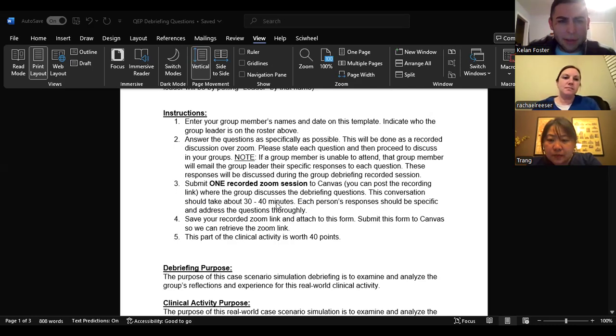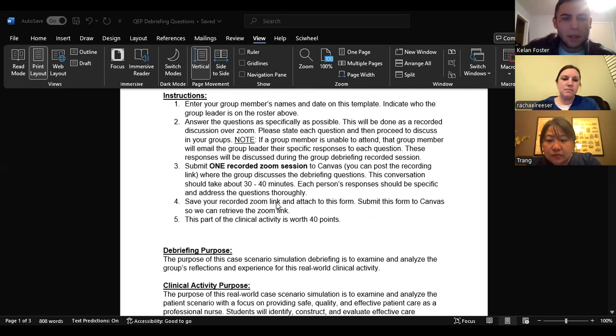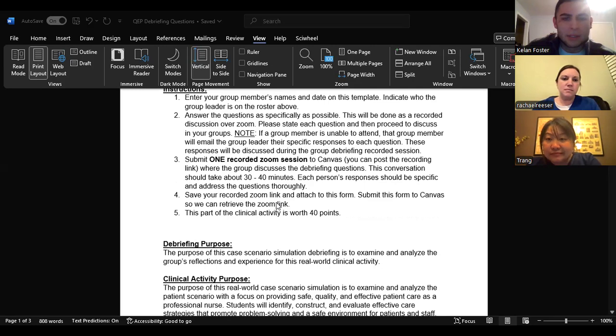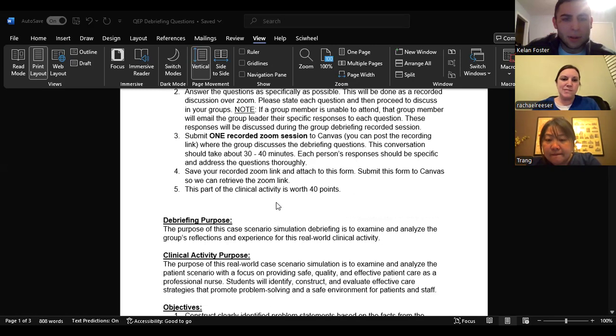These conversations take about 30 to 40 minutes. Okay, sounds good. Each person's responses should be specific and address the questions thoroughly. Save your recorded Zoom link and attach this form. Submit this form to Canvas so we can retrieve the Zoom link. This part of the clinical activity is worth 40 points.